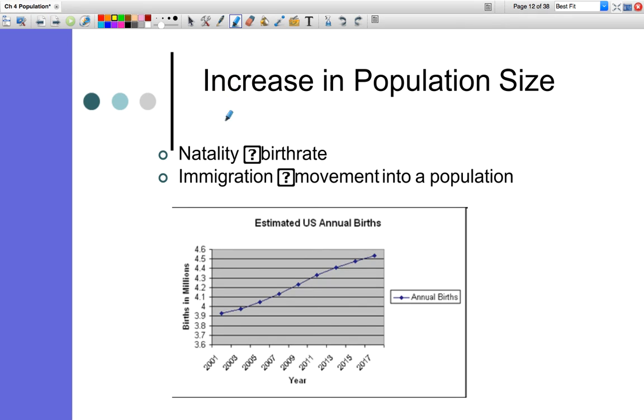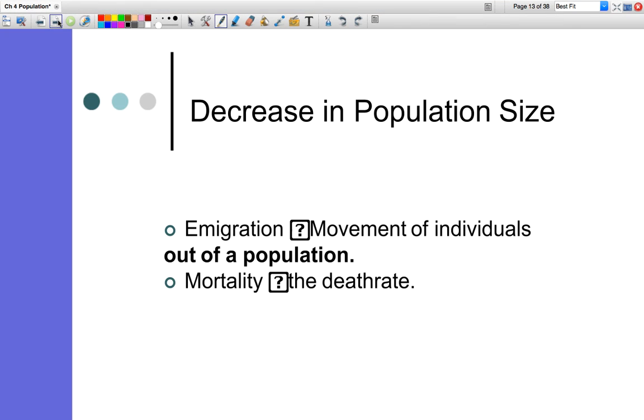Increase in population size. So natality, birth rate. Natality equals birth rate. Immigration is equal to a movement into a population. Conversely, decrease in population size, emigration is equal to movement of individuals out of a population, and mortality is equal to the death rate of a population.